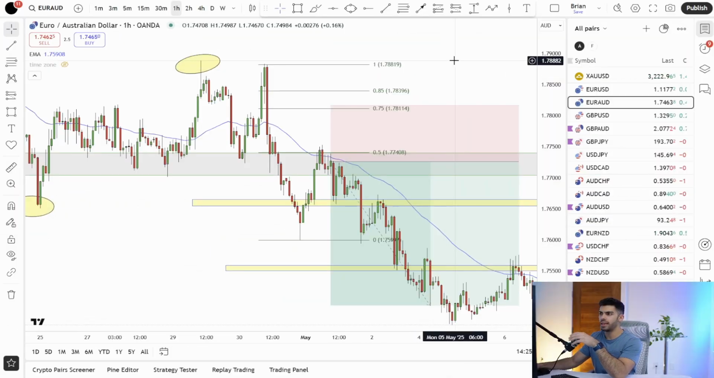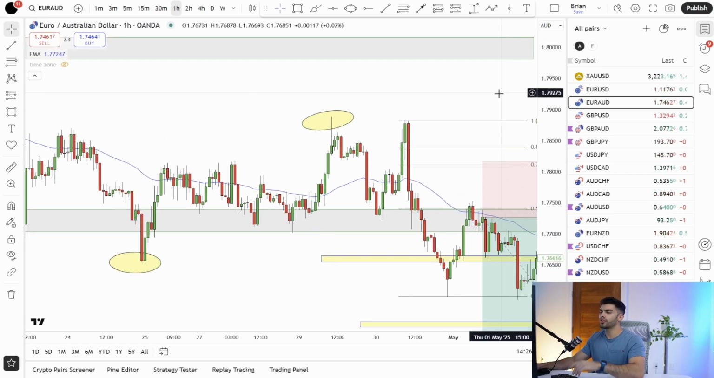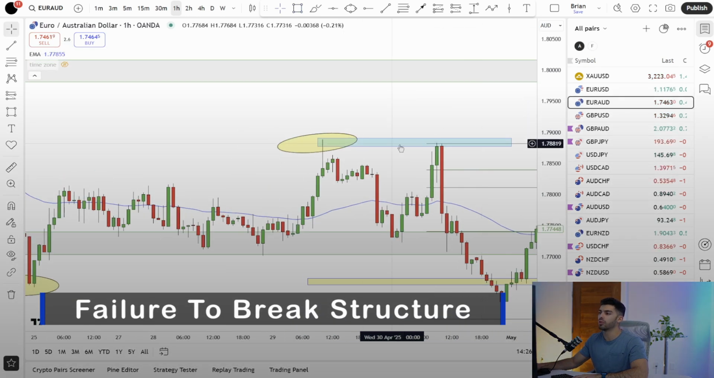Those are some of the main things that I was looking for, but there's actually a little bit more if you really look into the details of this trade right here. First of all, as the market was trying to come up here towards this high, notice how it failed to break above the high.